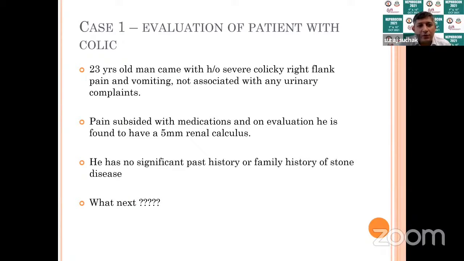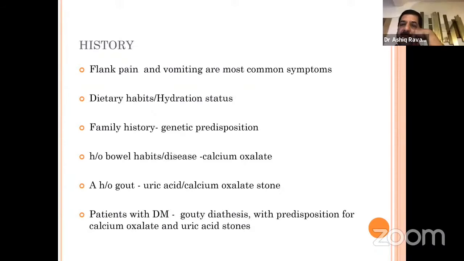So if a 23-year-old man came with history of severe colicky pain and vomiting, not associated with any urinary complaints, the pain subsided with medications. On evaluation, he was found to have a 5 millimeter renal calculus. In history, he has no significant past history, no family history, nothing to suggest stones. So what would you do?